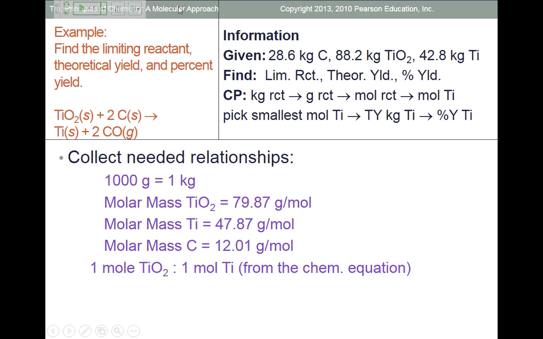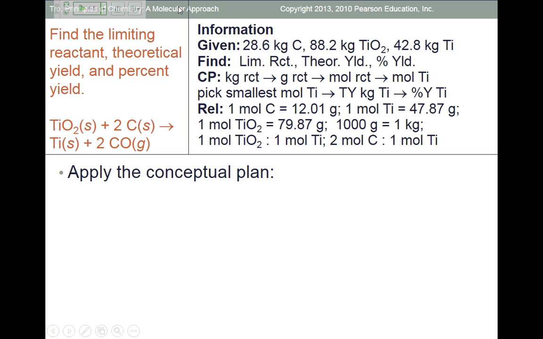And then we just talked about our relationship. 1 mole of TiO2 forms 1 mole of titanium. That's from our equation, when it's balanced. 2 moles of carbon equals 1 mole of titanium. I'm really breaking this down so you guys can follow me. So let's actually apply this. So what we're going to do is convert to our moles of our product.